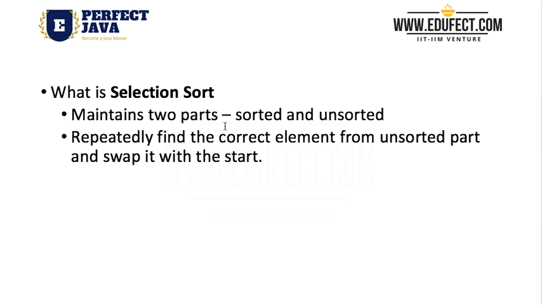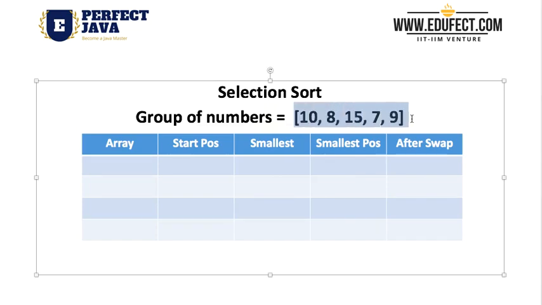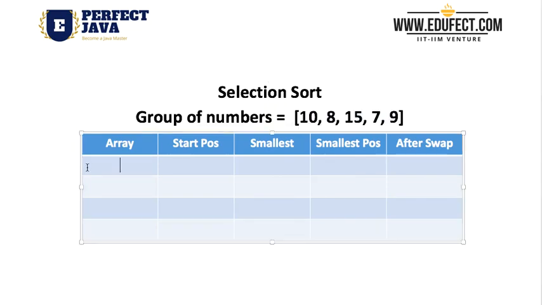And so at each step, the array will keep on getting sorted one more part, and at the end of the whole thing, it is completely sorted. So let's look at an example to understand it. Suppose we have this group of numbers in an array and we want to sort them. So our starting array is 10, 8, 15, 7, 9. And nothing is sorted so far, so our start position is 0.